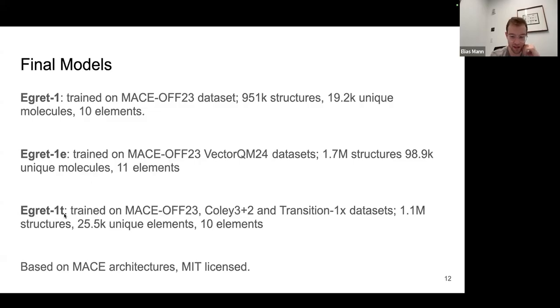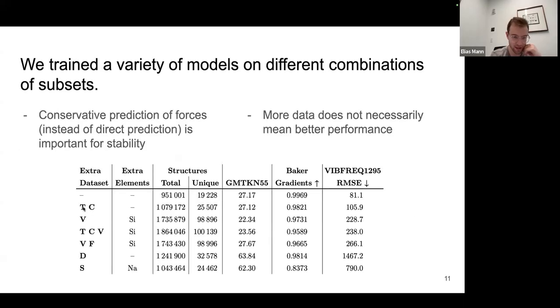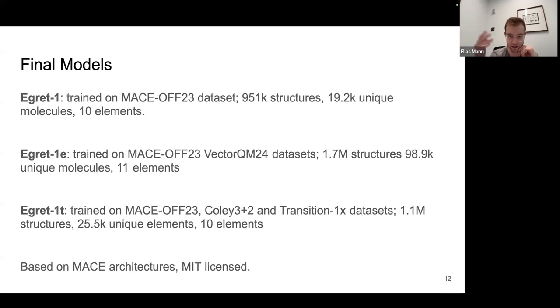And then Egret-1T, this one had the reaction subsets added to our baseline, to try to get better results for reactions or transition states. They're all based on the MACE architecture. They're almost exactly the same as the MACE-off 23 models: same architecture, same data set.